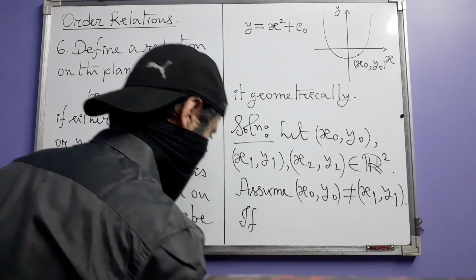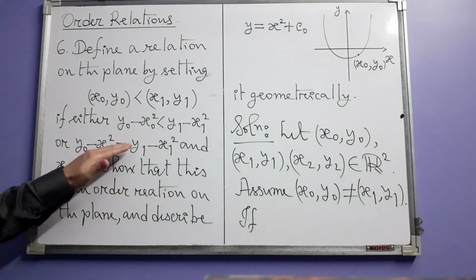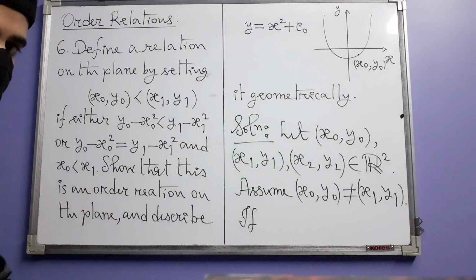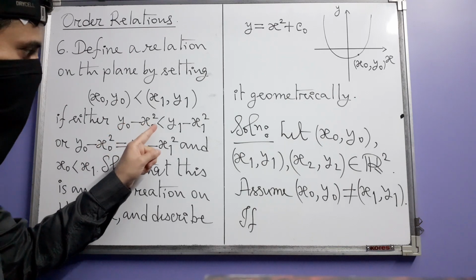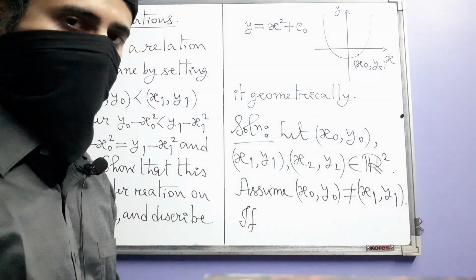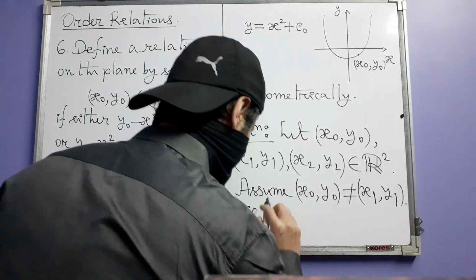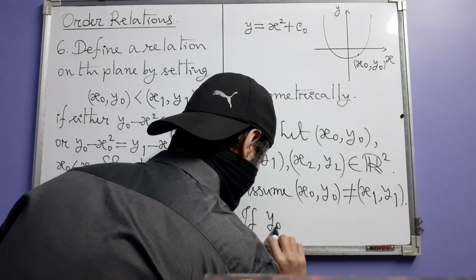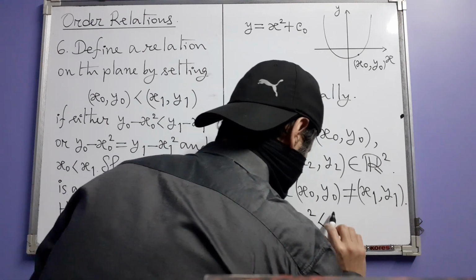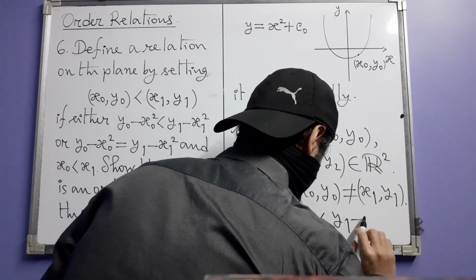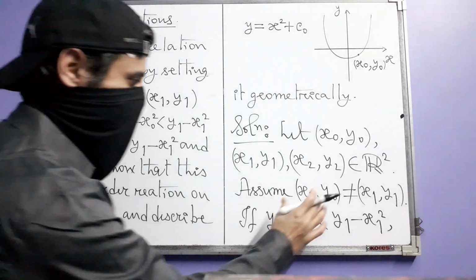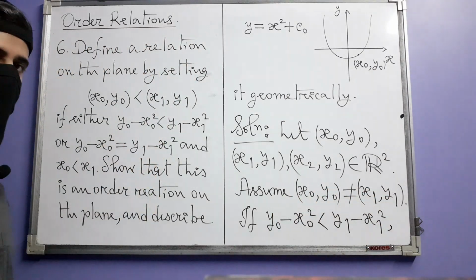Now, according to the definition of this relation, we have to look at these two real numbers, y0 minus x0 square and y1 minus x1 square. Three possibilities are there. If y0 minus x0 square is less than y1 minus x1 square, then this is less than this by the definition.